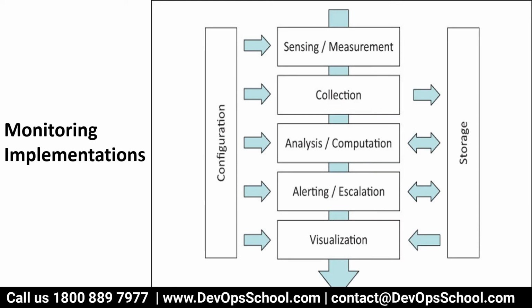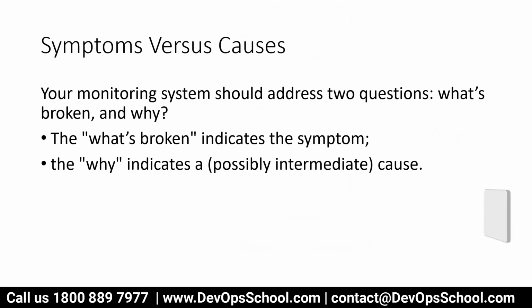Okay, so now how do you implement that? Simple. If you want to implement monitoring, basically you have to set the measurement and collect the measurements. Then those collections we store in a storage database, and using that you can do analysis and computations. You can set up alerts and visualizations like dashboards and all. So these are the phases which we follow in order to set up any monitoring.